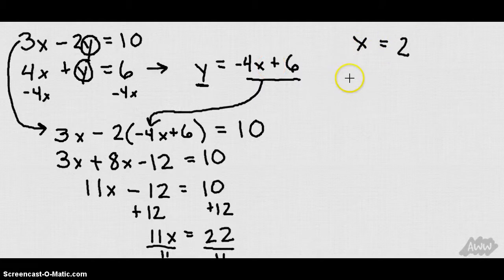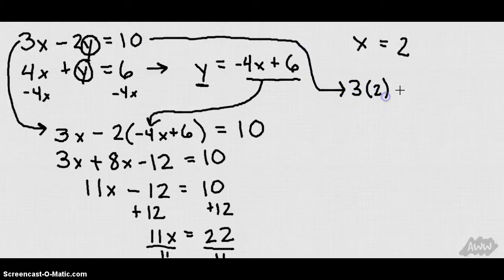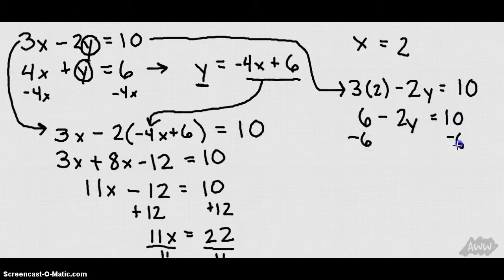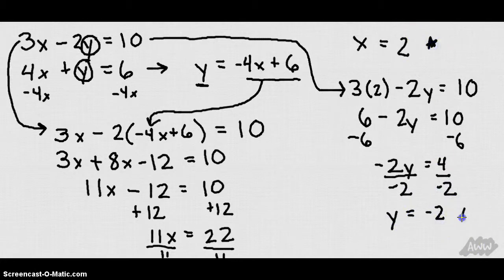Now that we know x is 2, I can plug it into either of these equations over here. We'll just choose the top one. So 3 times 2 minus 2y equals 10. I'm trying to find out what y is. So I have 6 minus 2y equals 10. I'm going to subtract 6 from both sides. I get negative 2y equals 4. Let's divide both sides by negative 2. I get y equals negative 2. I have my x value. I have my y value. So I have my coordinate, which occurs at (2, negative 2).